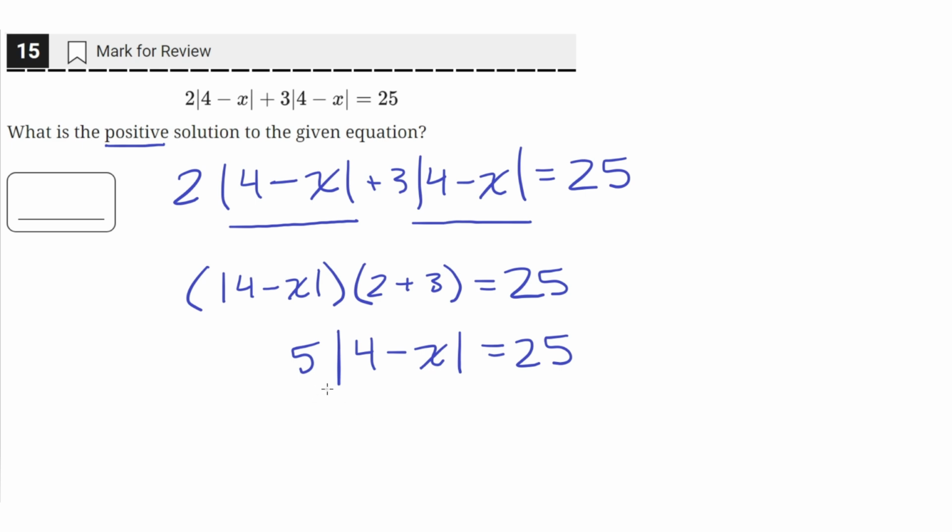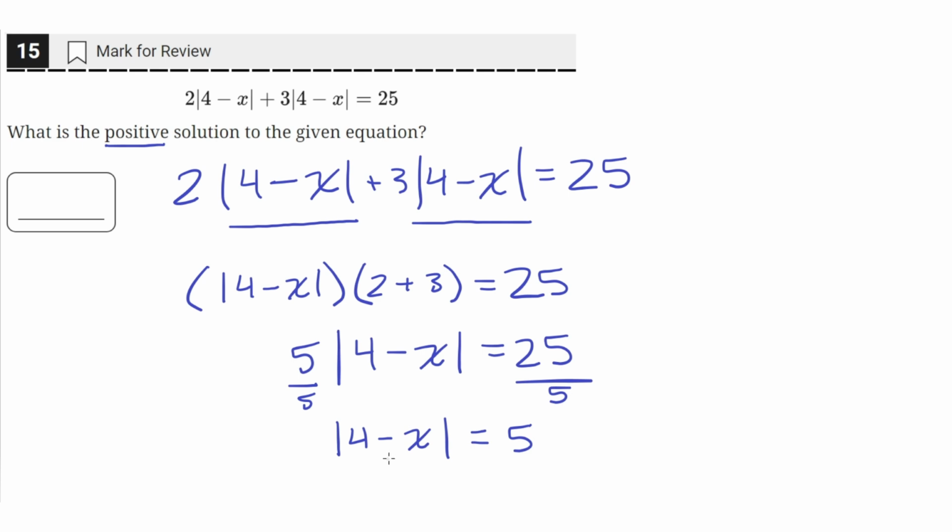Okay, so now that we have this, we can start isolating for x. So the first thing we want to do is divide both sides by 5. That'll get rid of this 5 here. So 5 over 5 is just 1, so changes nothing. So absolute value 4 minus x over on this side. And then 25 divided by 5 is just 5.